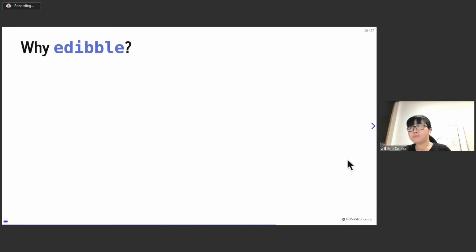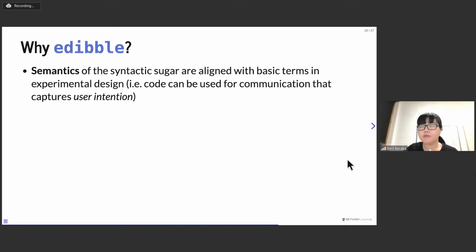So why edible? The way that I saw this is that the semantics of the syntactic sugar are really aligned with basic terms in experimental design. Before, when we had a look at the agricole package, when we had that recipe design, we don't really get reminded of what the units are or the treatments or even what the allocation process is. But here, instead of using a recipe design, I'm thinking about it more in basic terms. Also, the way that the code's written can be used for communication to capture the user intention.